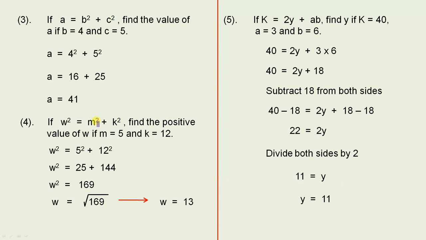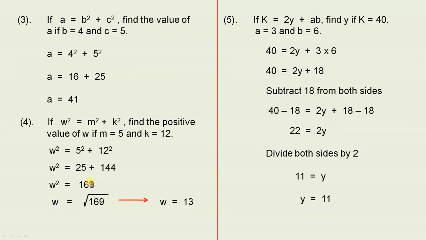Next equation. If W squared equals M squared plus K squared, find the positive value of W if M equals 5 and K equals 12. This is important. We only want the positive value, so you have to follow that direction. So if M equals 5 and K equals 12, you substitute those numbers in. So this line gives it, that's 5 squared is 25, 12 squared is 144. Over here we get to that line, you add those two up to get 169.